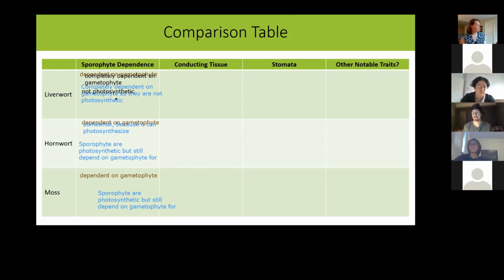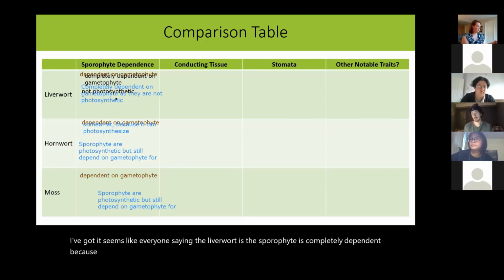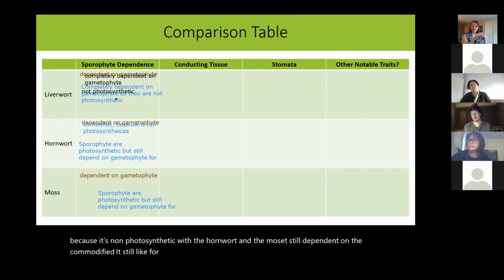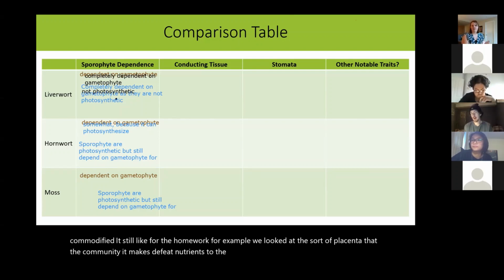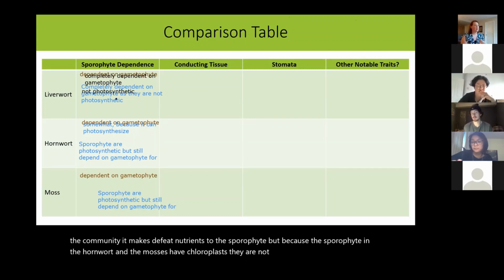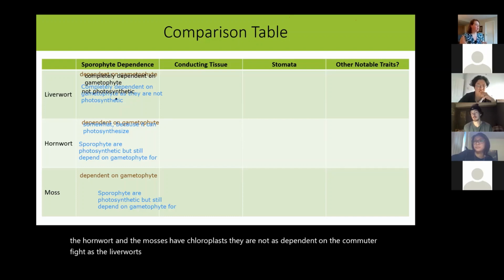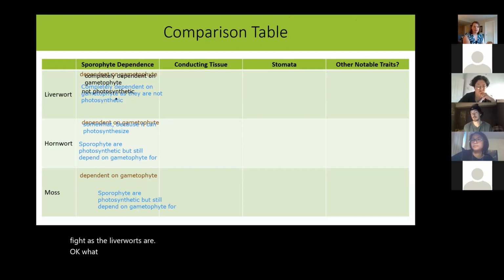Yeah, so it seems like everyone's saying the liverwort sporophyte is completely dependent because it's non-photosynthetic. With the hornwort and the moss, it's still dependent on the gametophyte. For the hornwort, for example, we looked at the placenta that the gametophyte makes to feed nutrients to the sporophyte. But because the sporophyte in the hornwort and the mosses have chloroplasts, they are not as dependent on the gametophyte as the liverworts are.